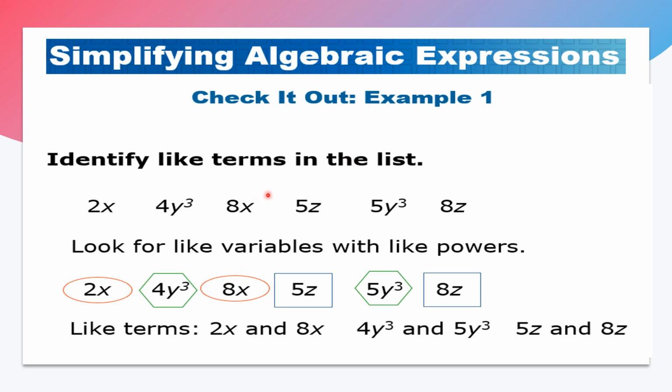Now let's have another example. So we have 2x, 4y cubed, 8x, 5z, 5y cubed, and 8z. So here, the like terms are 2x and 8x, 4y cubed and 5y cubed, and 5z and 8z. So we use different shapes again.